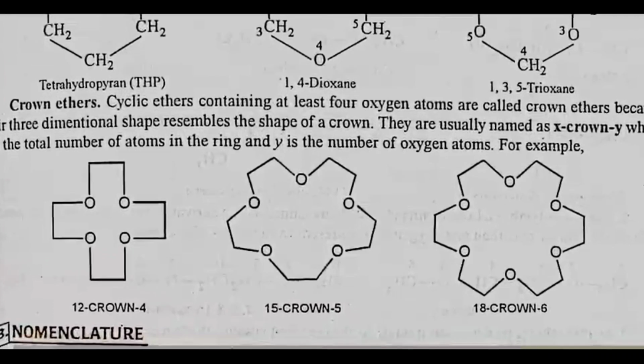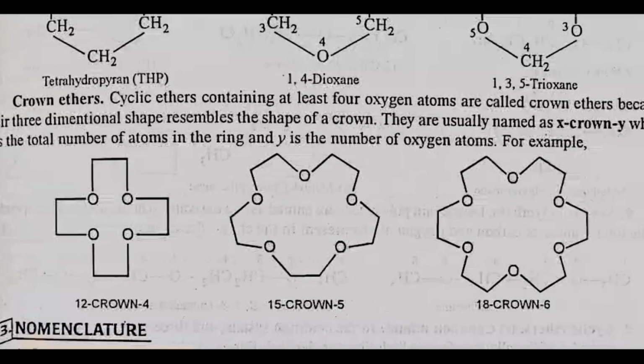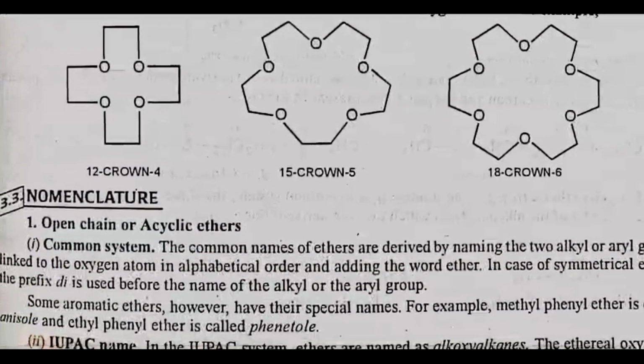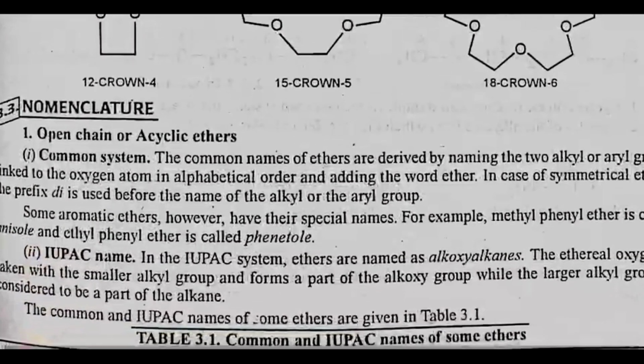Crown ethers: cyclic ethers containing at least 4 oxygen atoms are called crown ethers because their three-dimensional shape resembles the shape of a crown. They are usually named as X-crown-Y, where X is the total number of atoms and Y is the number of oxygen atoms. For example, 12-crown-4, 15-crown-5, 18-crown-6.